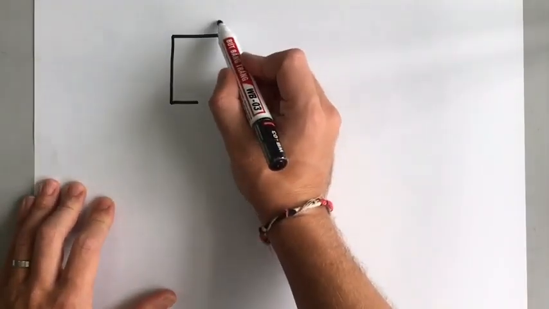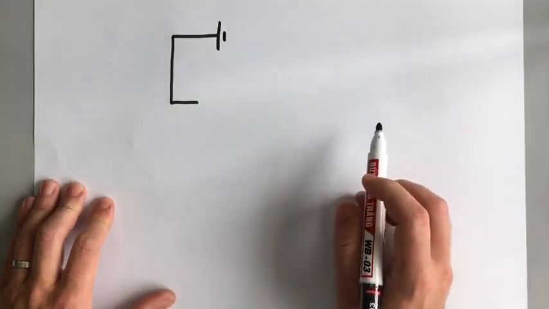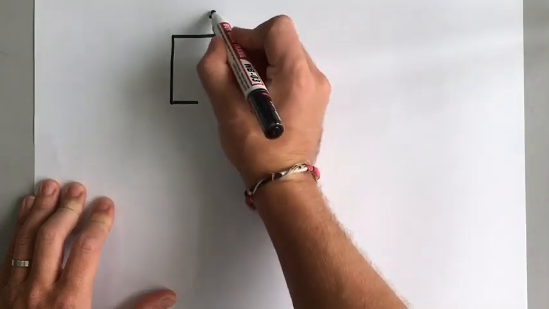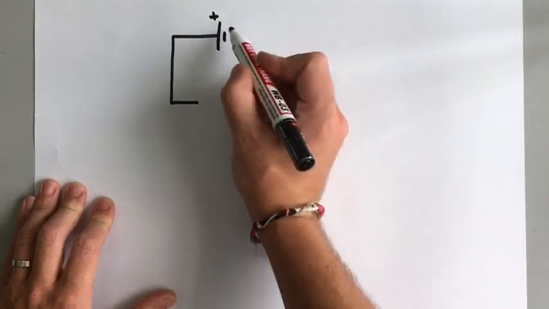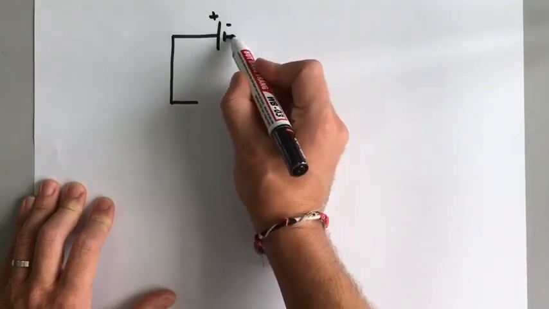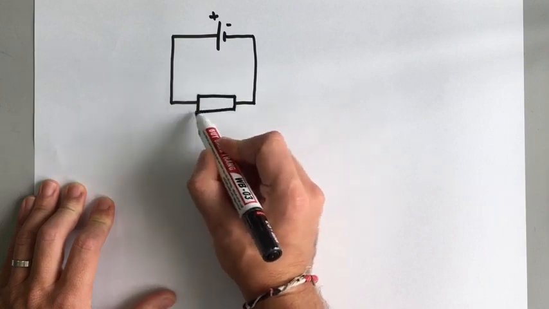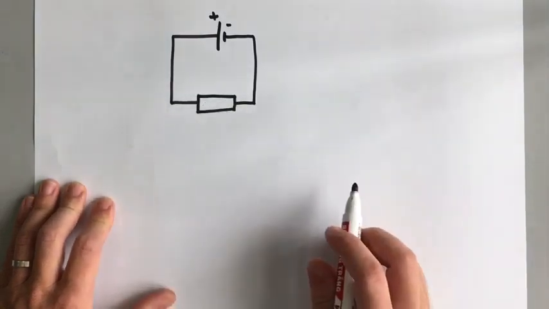Now, the ones that we saw last time are the cell. Now, a cell is an individual power source like this. And there's a big line and a little small line, and the big line is the positive one, the small line is the negative one. Now, the other thing that we saw last time is this, which is a resistor. Simple resistor, just a rectangle like that.